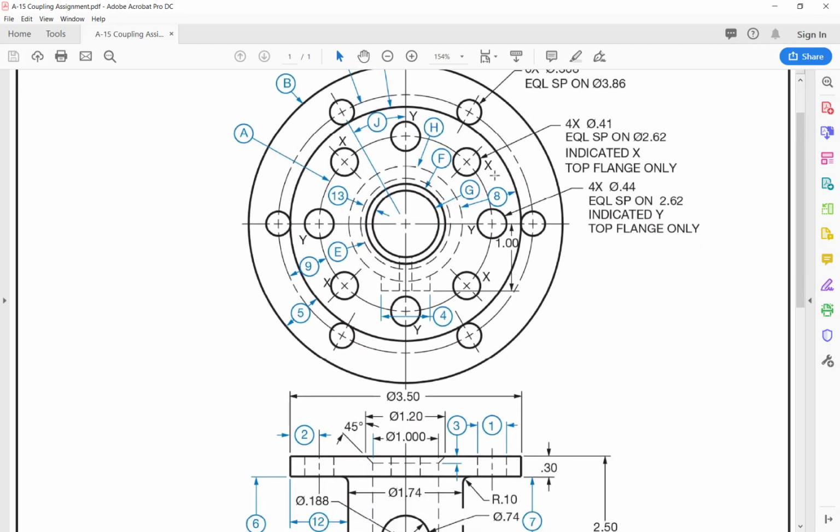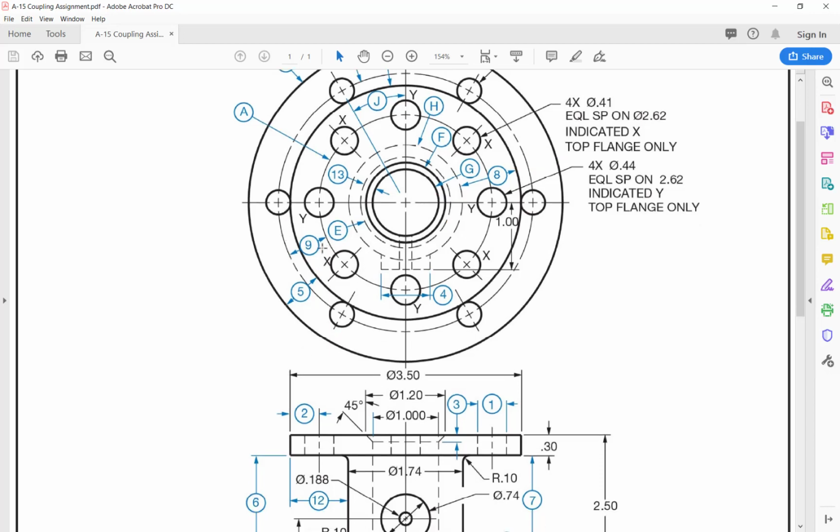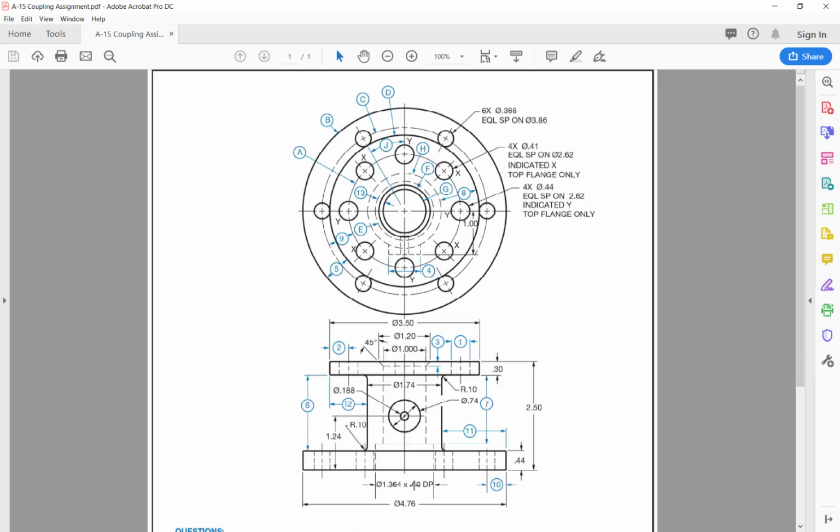Number 8. So number 8, you can handle this one on your own. You're just going to take the two diameters, this one and this one, and subtract them and then divide by 2. Number 9 is the same sort of deal. You're going to take the bolt hole circle on the bottom flange and subtract it from the size of the bolt hole circle on the top flange and divide it by 2. So we can just do that one real quickly actually.